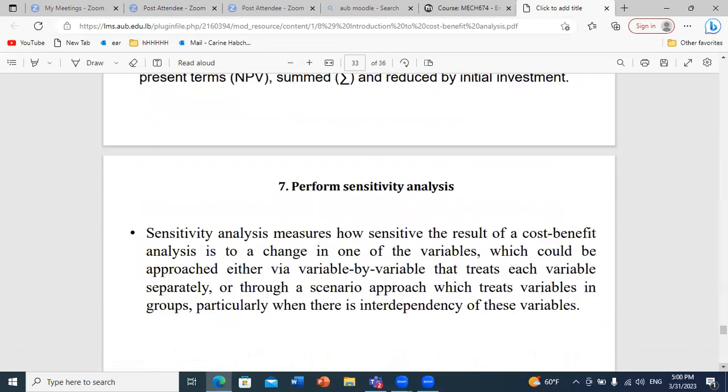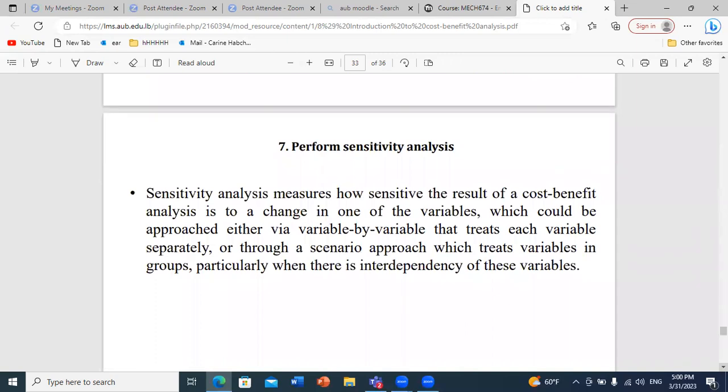Now, in order to decide on the best alternative, we should perform a sensitivity analysis. Sensitivity analysis will measure how sensitive the result of a cost benefit analysis is to a change in one of the variables, which could be approached variable by variable. I will take variable by variable change. But in the majority of cases, you have several variables that are connected to each other that will affect each other. So we can do what we call a scenario approach, which treats variables in groups, particularly when there is interdependency between these variables.